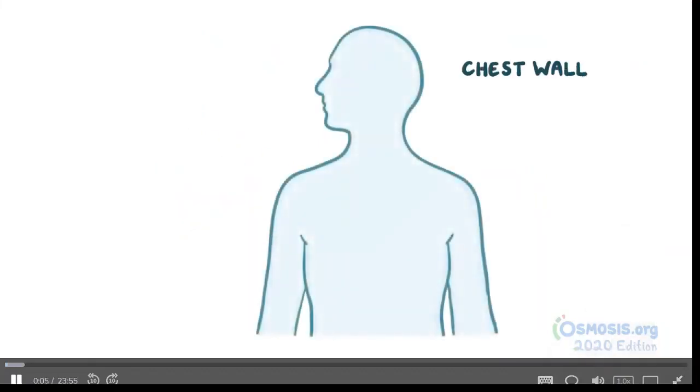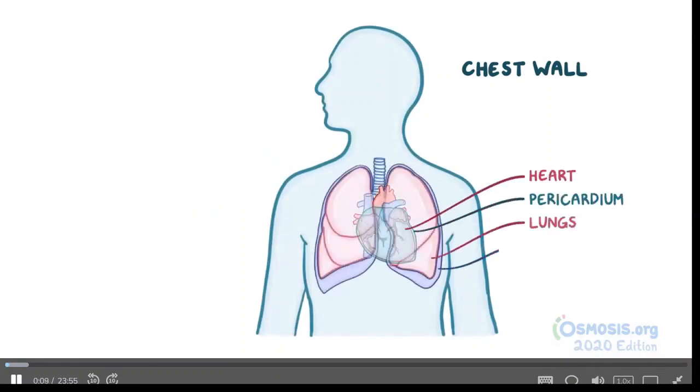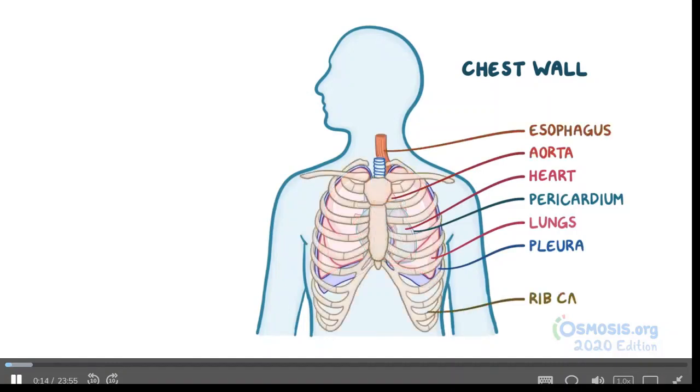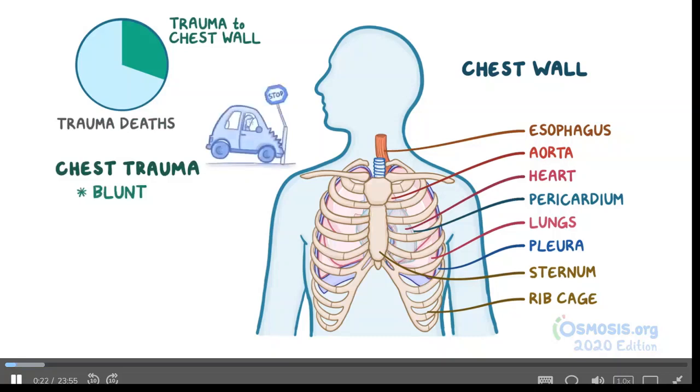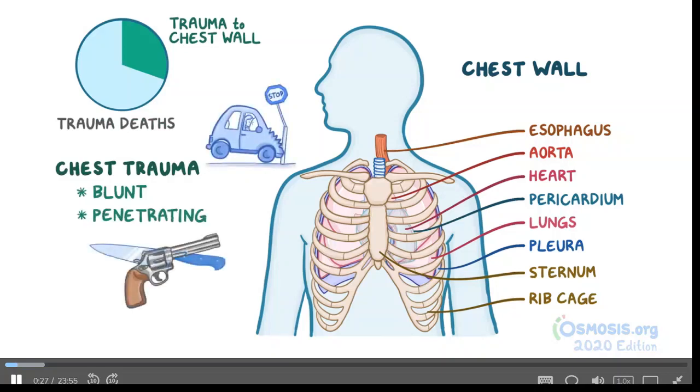The chest wall houses a number of vital structures in the body: the heart and the pericardium, the lungs and the pleura, the aorta, and the esophagus, all protected within the rib cage and sternum. And trauma to the chest wall is responsible for over 1/4 of trauma deaths. Chest trauma can be blunt, such as from motor vehicle accidents, or penetrating, such as from a stab or gunshot wound.